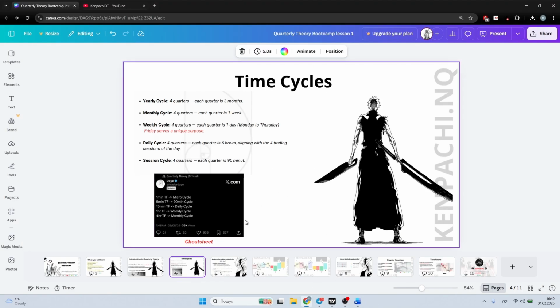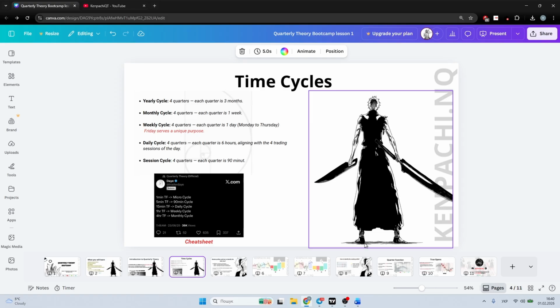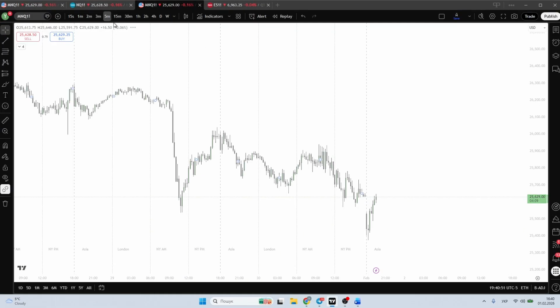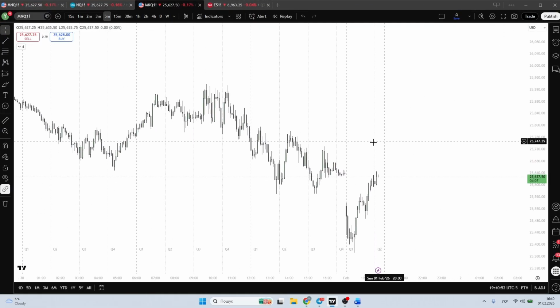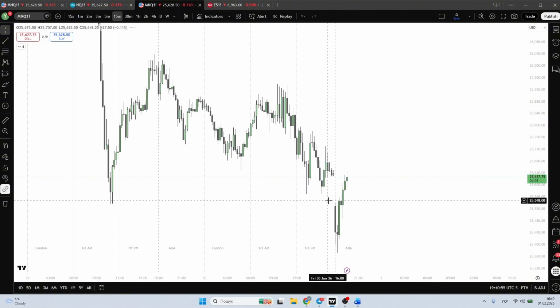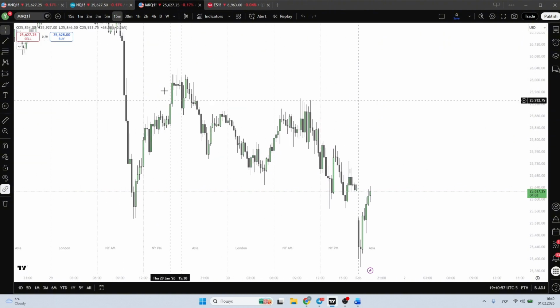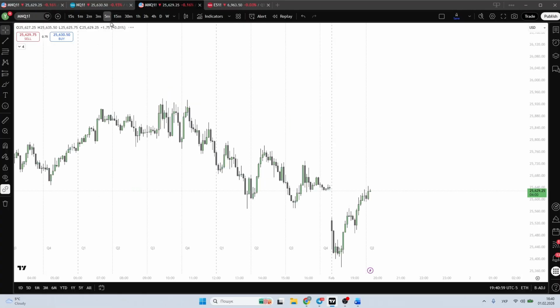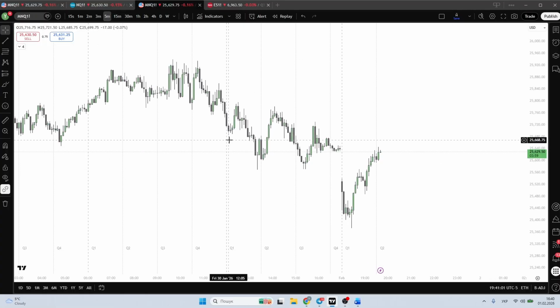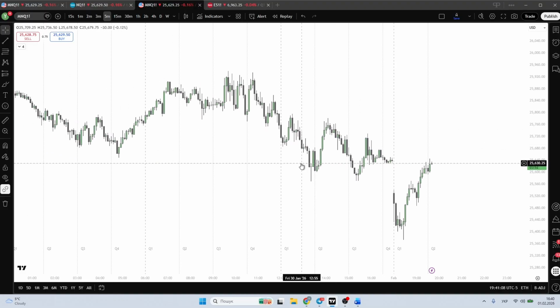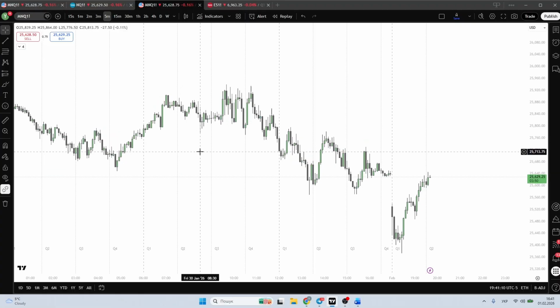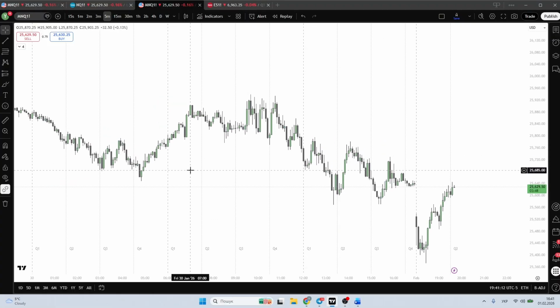So that's pretty much it about the session cycle. Actually, let me show you the session cycle as well. So basically, inside, for example, the London session, which is 6 hours, we have 4 quarters of 1 hour and a half long. So Q1, Q2, Q3, Q4. And every single one of them is going to be 1.5 hours long, right?